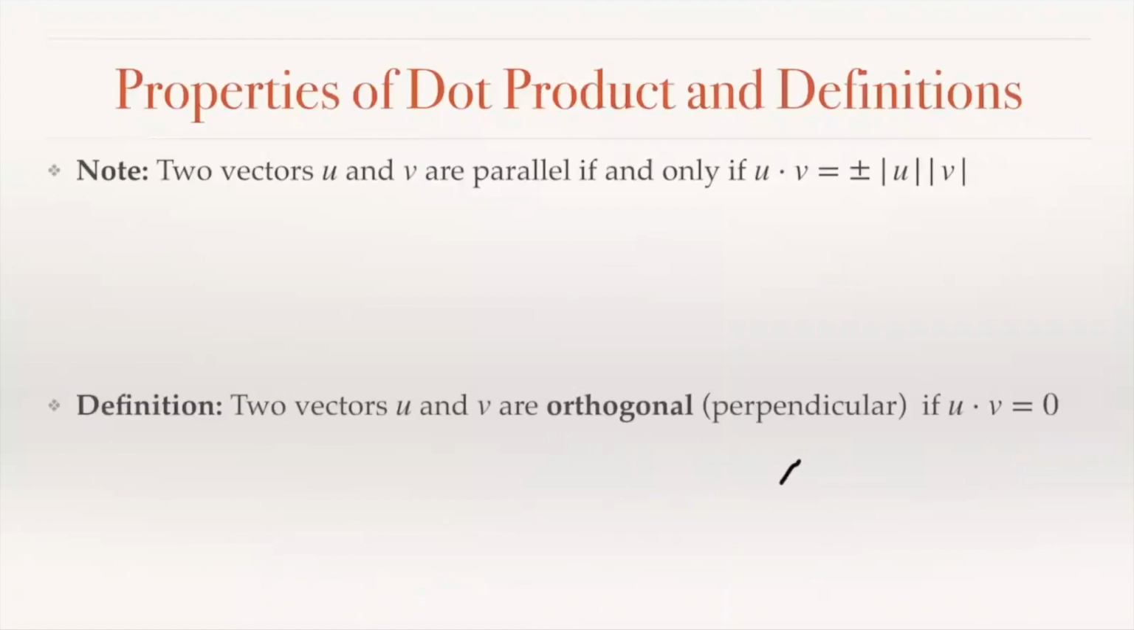And similarly, by what we saw, vectors u and v are orthogonal, which is another word for perpendicular, if and only if u dot v is 0, since then the projection is just a point. And that's the 0 vector, and 0 times anything is 0.